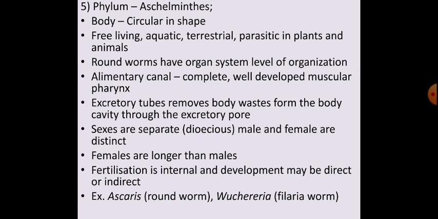Okay, body is circular in shape, free living, aquatic, terrestrial, parasitic. They live inside the body of plants and animals. Roundworms have organ system level of organization. The alimentary canal is complete with a well developed muscular pharynx. Alimentary canal means the full body organ, from mouth to anus. Mouth, pharynx, esophagus, stomach, intestine, anus.